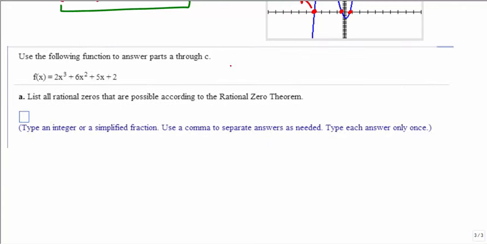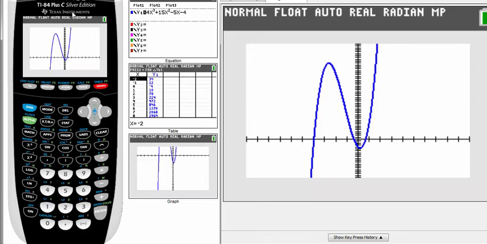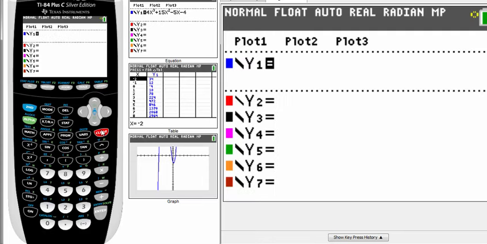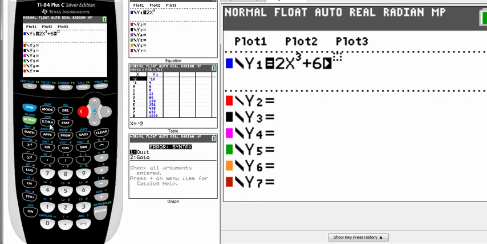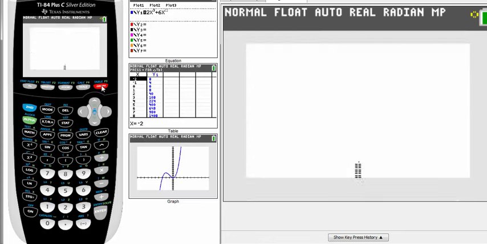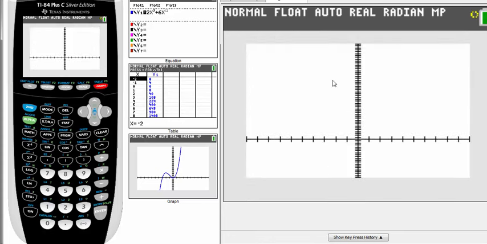Okay, so for this problem we have 2x cubed plus 6x squared plus 5x plus 2. So I'm going to take my own advice and graph this. So I have 2x cubed plus 6x squared, whoops, gotta make sure it's in there, plus 6x squared plus 5x plus 2. Now our scale might be a little crazy on this one because I went up to 50 on my last graph. So it looks to me like I'm crossing once and maybe touching and turning.